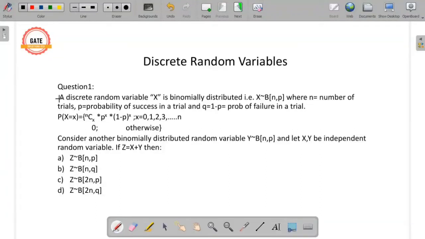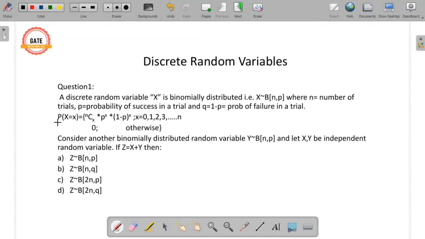So we begin with question number 1. A discrete random variable X is binomially distributed. That is, X is distributed binomially with parameters n and p, where n is equal to the number of trials, p is the probability of success in a trial, and q is the probability of failure in a trial.